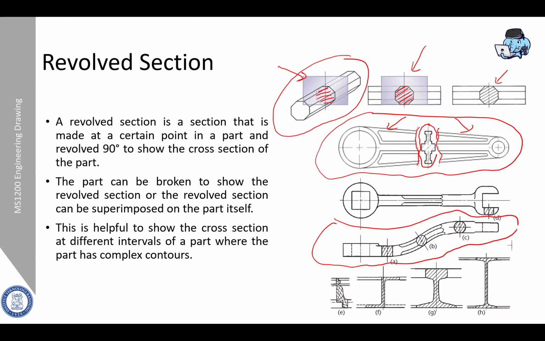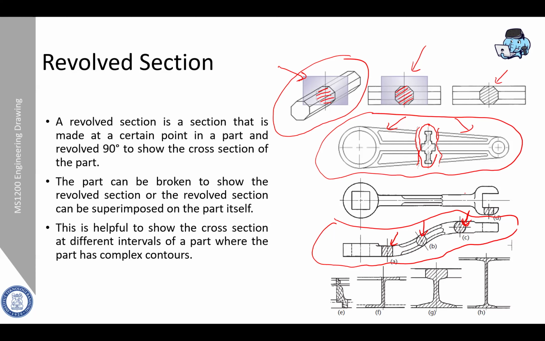So you can see this is actually the cross section of the part, but we represent it superimposed on the part. After we revolve it 90 degrees, we superimpose the cross section, or the section view, on the part. This is how we represent the revolved section.